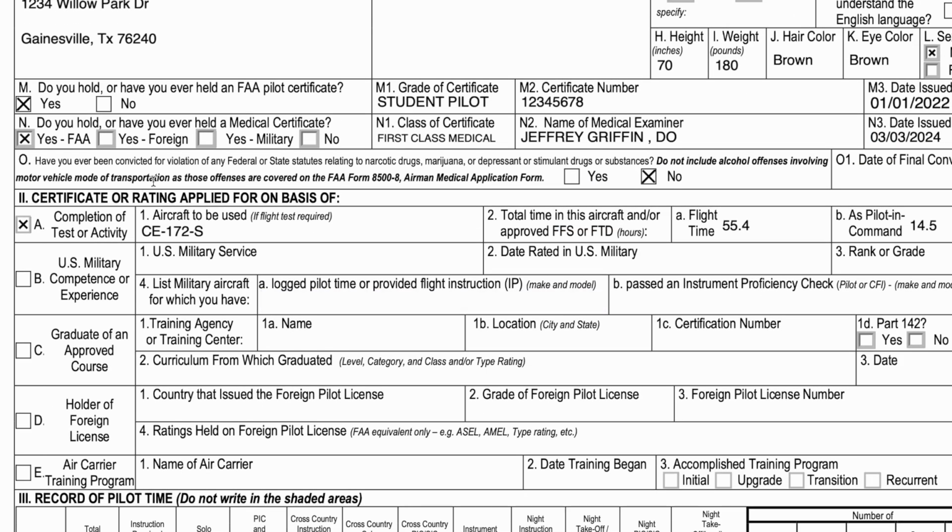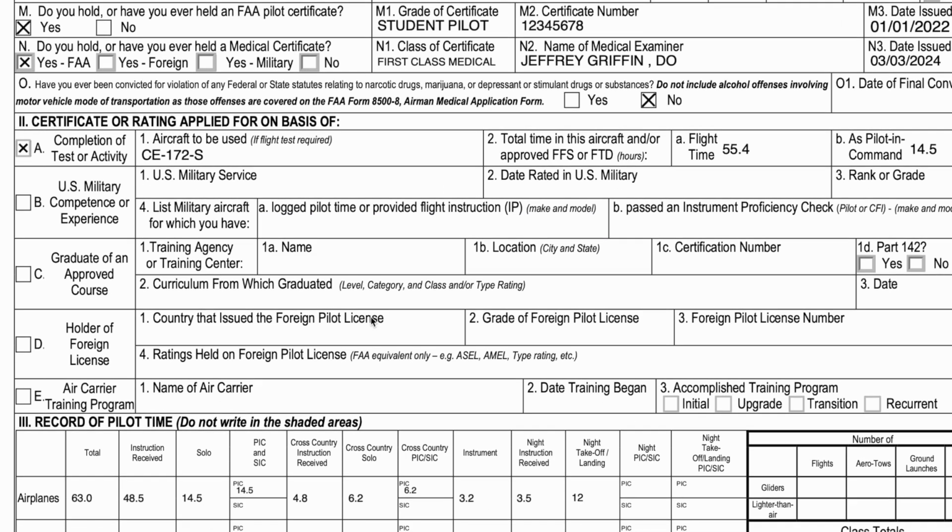Now, have you ever been convicted of any drug convictions, anything like that? Yes or no, and then the date of final conviction. And then it gets into probably the next phase of errors that I see.